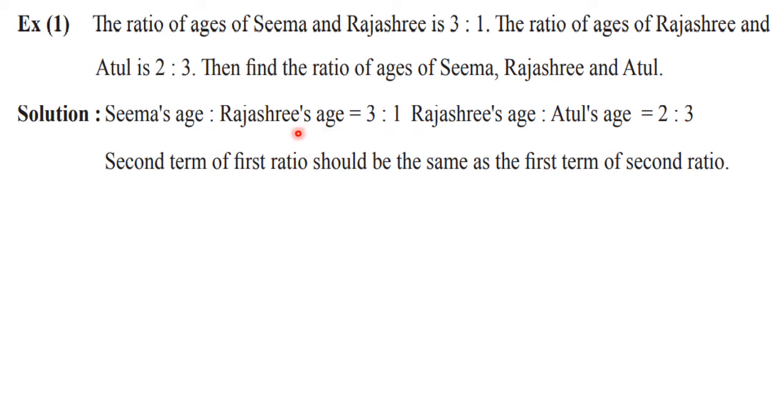Now what we can observe is the second term of the first ratio is Rajeshri's age and the first term of the second ratio is also Rajeshri's age. Okay. So here if we equate the second term of the first ratio and the first term of the second ratio, then we can write down the ratio for all three. So what we have to understand is that the second term of the first ratio should be the same as the first term of the second ratio, and for that purpose we have to think of the LCM, least common multiple. So LCM of 2 and 1 is 2.